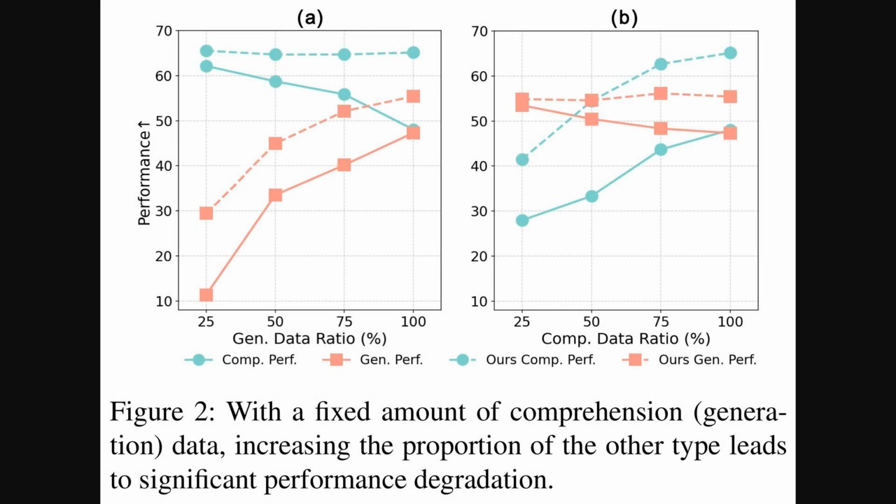Building on that idea of unifying tasks, Figure 2 here really illustrates why that's tricky. These plots basically show a performance trade-off. In one plot, when you add more generation data, the model gets worse at comprehension. See the teal line dipping? And then the other plot shows the reverse. Adding more comprehension data makes generation performance drop. That's the red line. It highlights this inherent conflict between understanding the big picture and generating fine details, which is exactly the problem HealthGPT aims to fix with its methods.